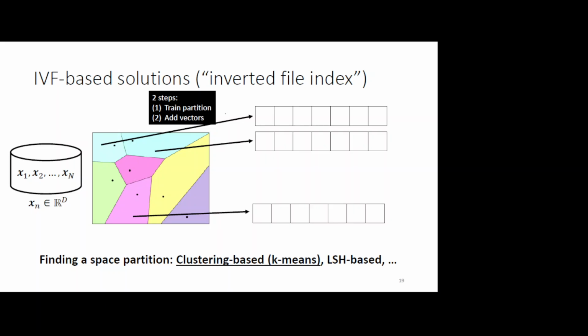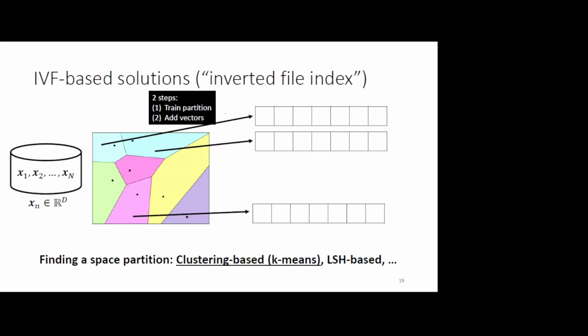Okay, so there are two steps. First, we have to create partitions of your high-dimensional vector space. And then we will build an inverted file to add the vectors to. The first step is the space partition, and we usually find a space partition by using some technique like a clustering-based one, for example the K-means method, or an LSH-based hashing method, to build your index structure and your space partitions.